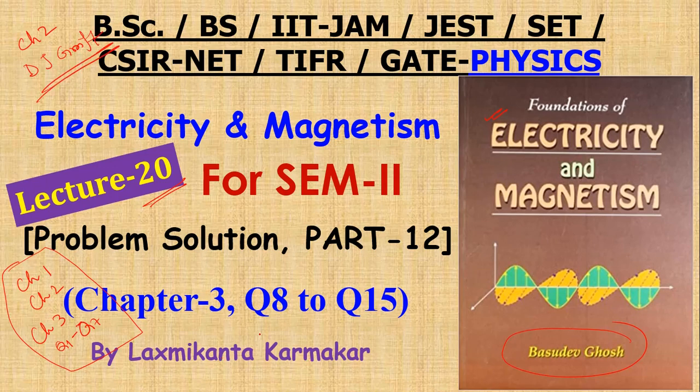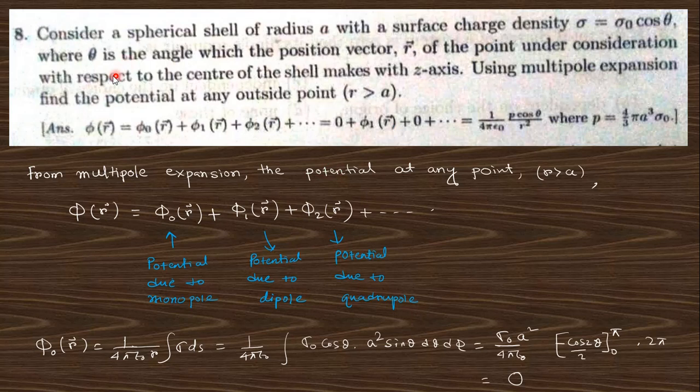In this video, we want to discuss questions number 8 to 15 of chapter 3 of this book, Electricity and Magnetism by Vasudev Ghosh. So let's start with question number 8. It says, consider a spherical shell of radius a with a surface charge density sigma 0 cos theta, where theta is the angle which the position vector r of the point under consideration, with respect to the center of the shell, makes with the z axis. Using multipole expansion, find the potential outside, that is r greater than a.